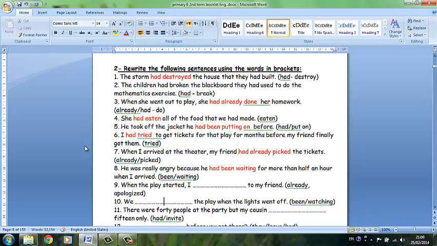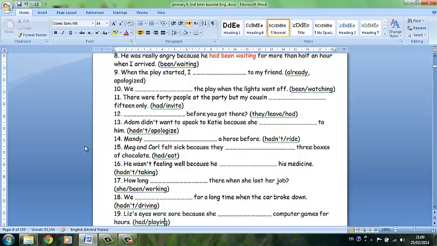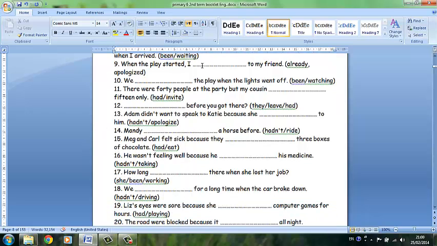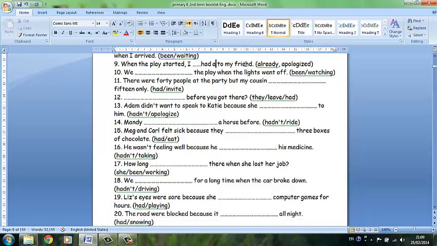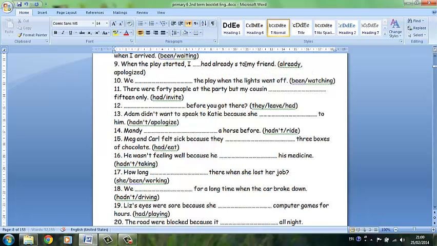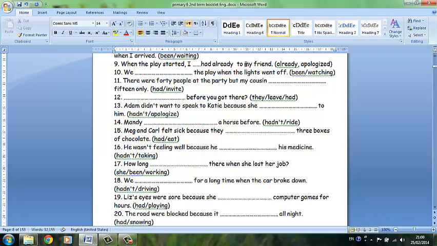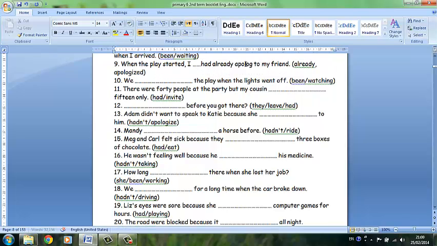Okay, let's move to number 9 now. When the play started, I had already apologized to my friend. Apologize means to say sorry to somebody because you did something wrong. So when the play started, I had, yes, already apologized. Yes, had already apologized. Very good.